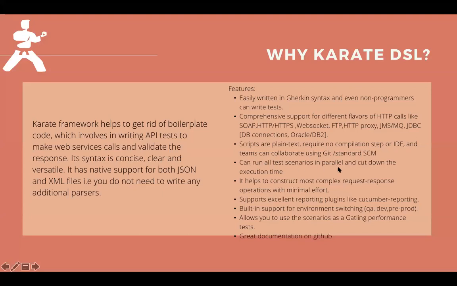Run all test cases in parallel, cutting down the execution time. That means Karate allows you to run all the test cases in parallel. You don't have to write code to run these test cases in parallel. It's available straight out of the box in Karate. And you can write complex request-response operations. I mean to say, you can make a request, get a response, and use that response in another request as well. And the last one I want to highlight is that whatever feature files or scenarios you write, you can directly use them in Gatling, the tool for performance testing. And great documentation on GitHub.